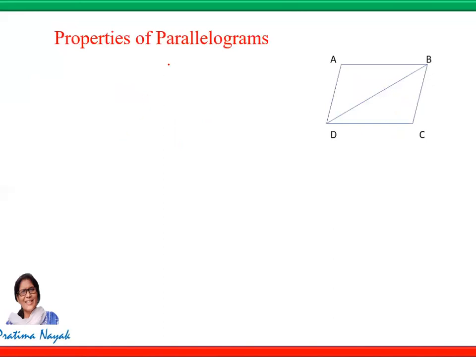Next we'll go for properties of the parallelogram, because you learned that in the parallelogram family so many are there. One is square, one is your rhombus, then your rectangle is there. So all are parallelograms. All these are parallelograms. So let us see the properties of the parallelogram.